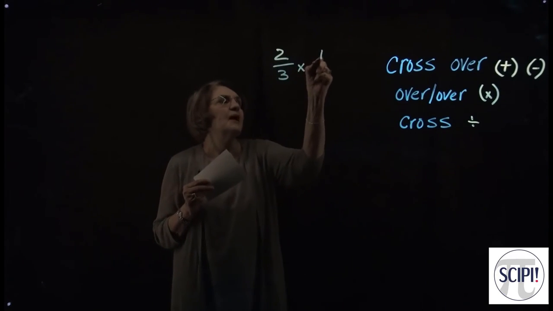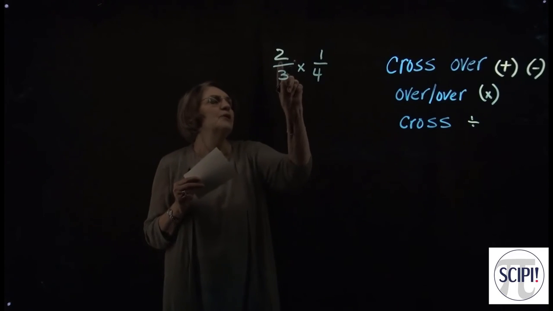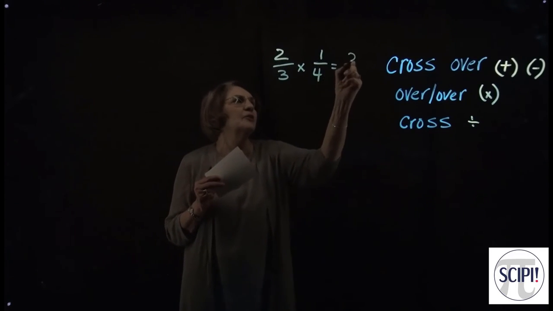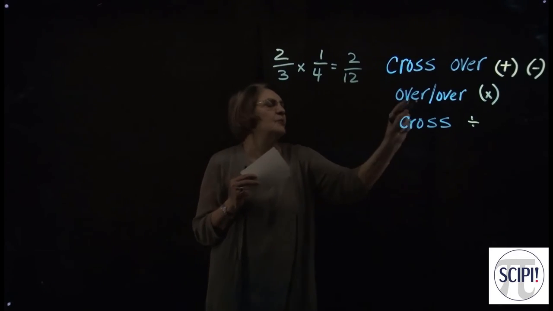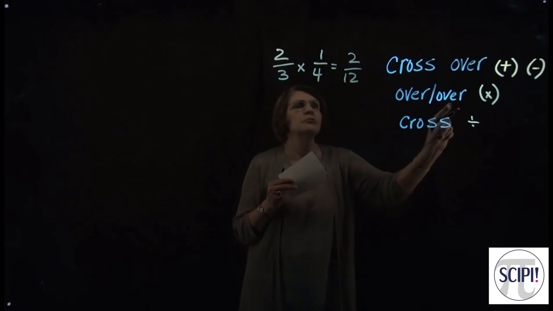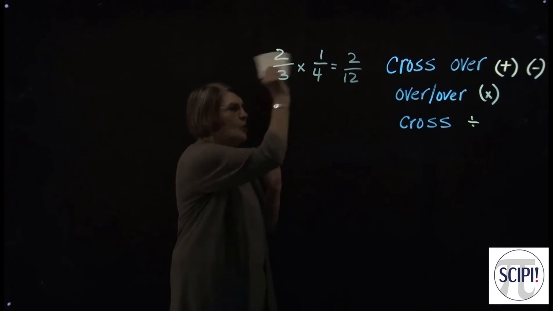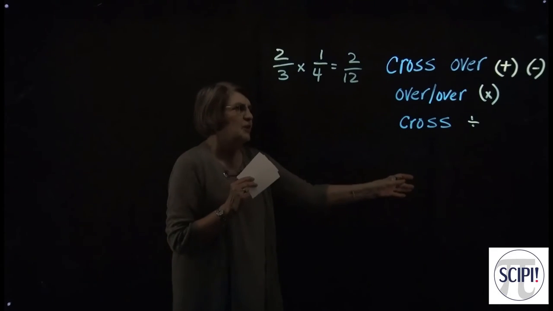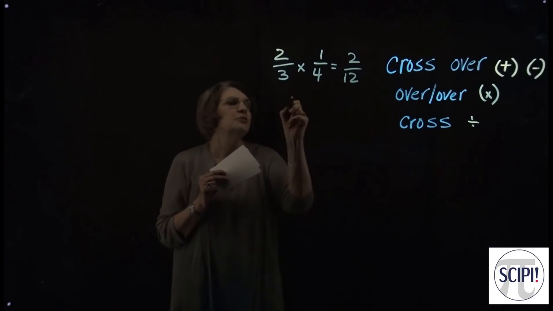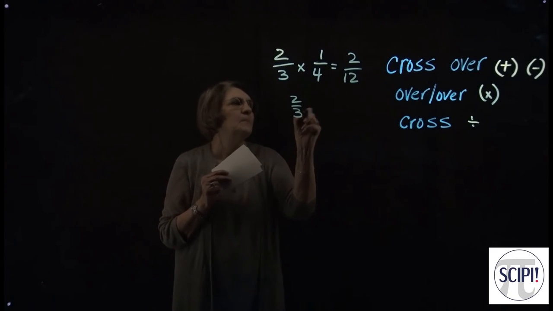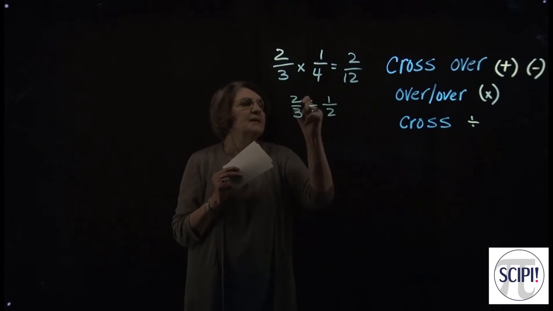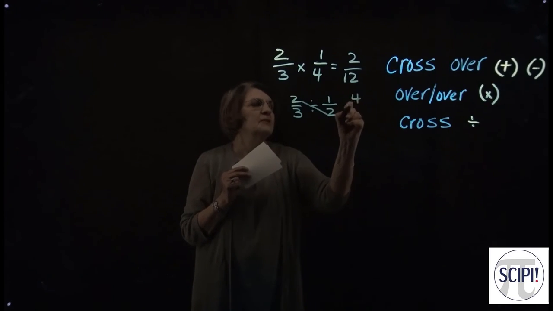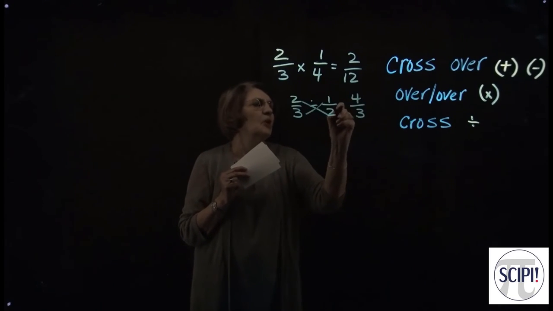He said, Mrs. Roush, if you look, we go over on the numerator and we go over on the denominator. And so he wanted to call it the over-over rule. And I think that's a good idea. So it's over numerators, over denominators. And then we did the cross rule for division. And so this would be the numerator and this would be the denominator.